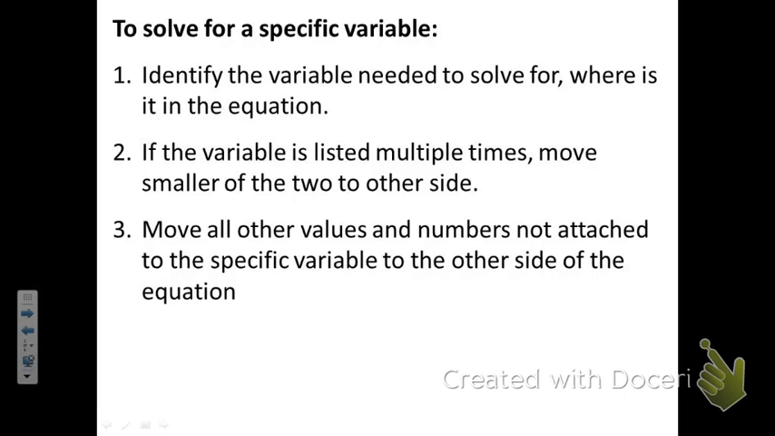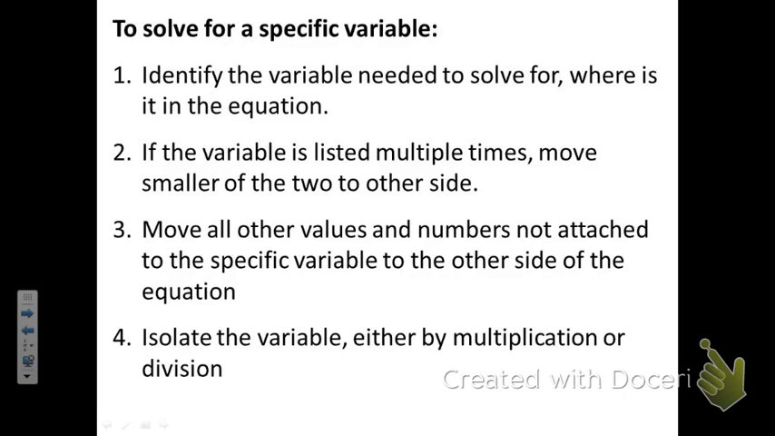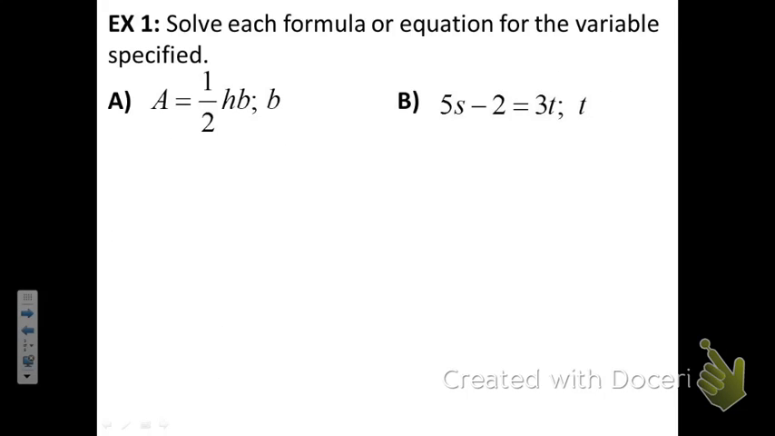And this is going to happen by addition or subtraction first. Then the last step says to isolate the variable either by multiplication or division. These are similar to the steps that we had when we were solving for only one variable in an equation. You're going to see multiple variables in your equations today. So our first example, it says to solve each formula or equation for the variable specified.